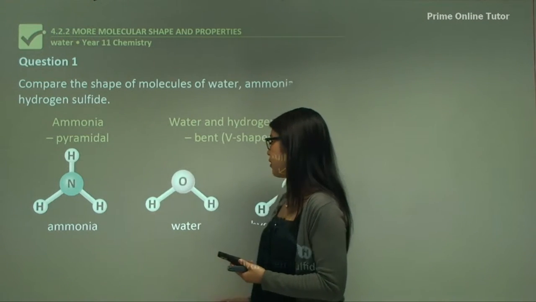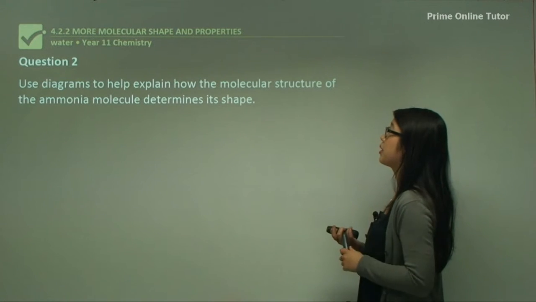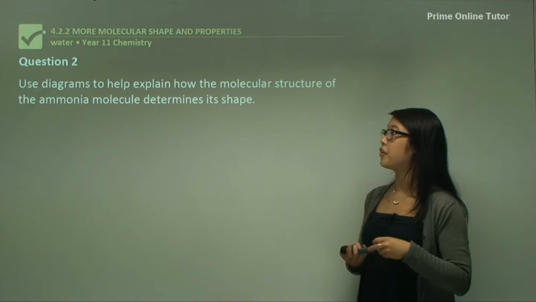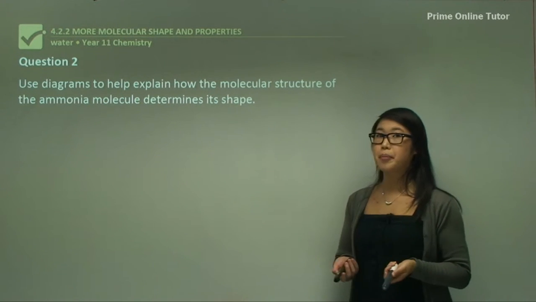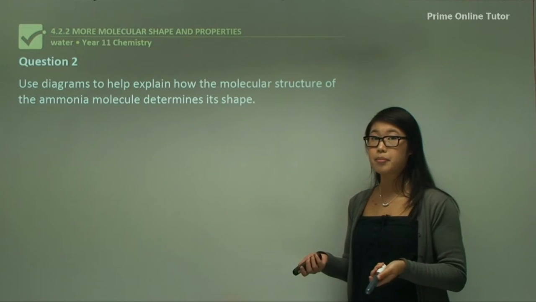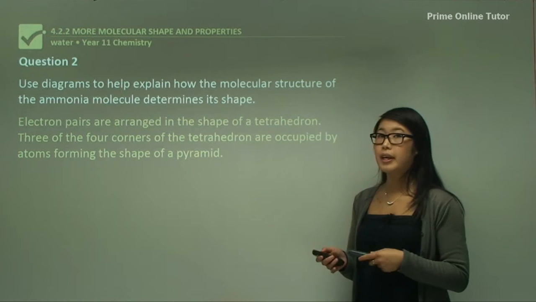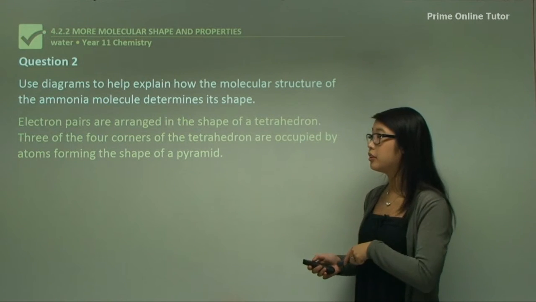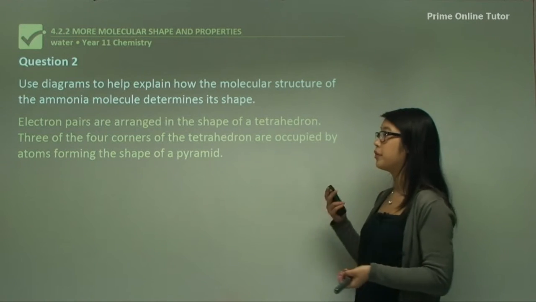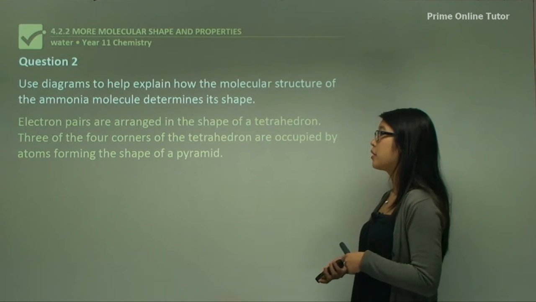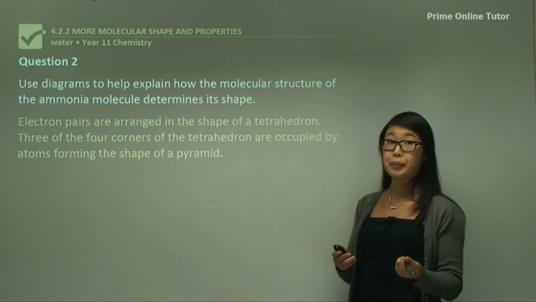So next, question 2. Use diagrams to help explain the molecular structure of the ammonia molecule and to determine its shape. So we need to make sure we draw diagrams instead of just writing in words. So electron pairs are arranged in the shape of a tetrahedron. 3 of the corners we said are for hydrogen, and then 1 of them is going to be the lone pair. So this is going to push the hydrogens down, making it look like a pyramid shape.